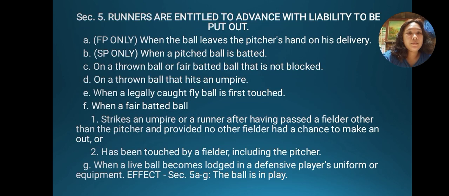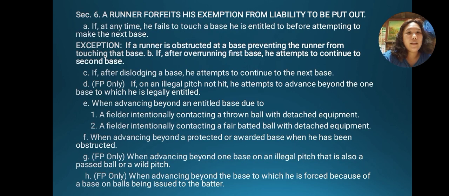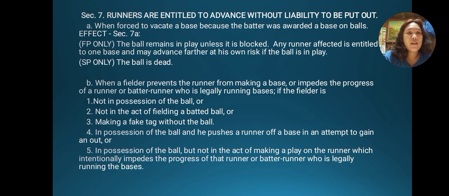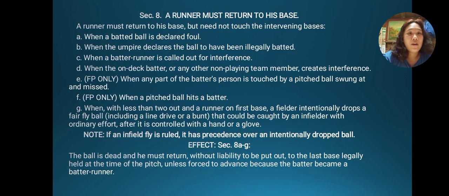Next is Section 5. Runners are entitled to advance with liability to be put out. Then Section 6, a runner forfeits his exemption from liability to be put out. Then Section 7, runners are entitled to advance without liability to be put out. Then for Section 8, a runner must return to his base but need not touch the intervening bases.